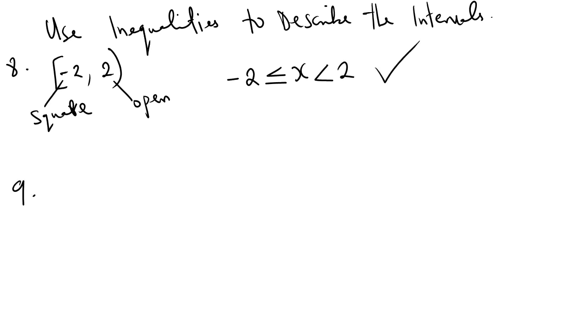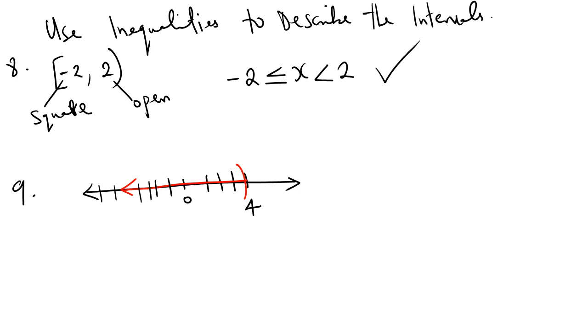Number 9, example 9. So I'm going to have another one. Say you're given a graph, and you have 0, 1, 2, 3, 4, and you have open, and then you have the arrow going all the way to the left. It doesn't matter if you have 1, 2, 3, 4, 5, 6, whatever. So you have number 4 right here. So how do you write this as an inequality?